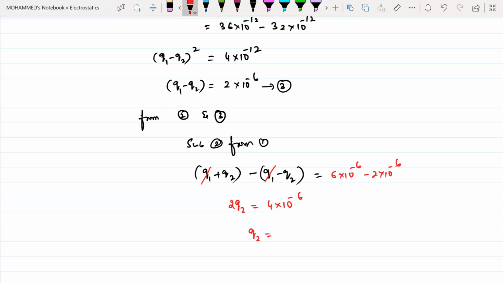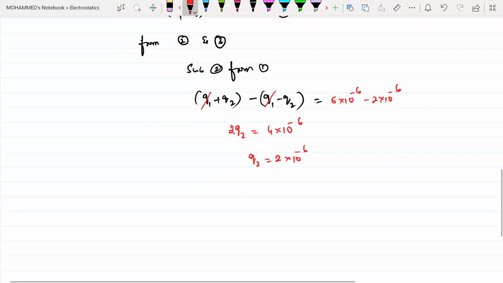So 2 Q2 is 4 into 10 to the power of minus 6, so 2 twos are 4. 2 into 10 to the power of minus 6 is Q2. So 10 to the power of minus 6 means what? Micro. So Q2 will be equal to how much for me? 2 microcoulombs.